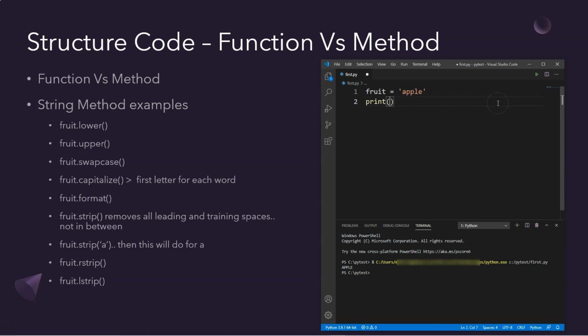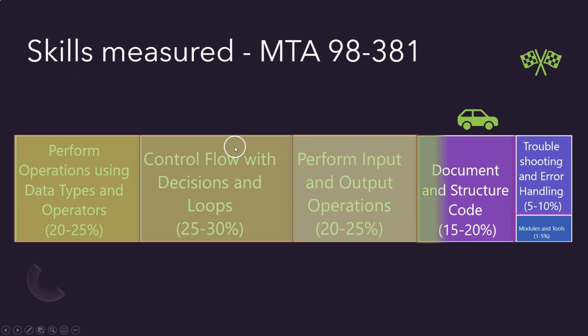But print itself is not associated with any other object. So print is a function. So that's the difference. You can try these examples of methods for string, and print we have already seen as a function in the previous examples. So this covers another topic, which is document and structure code.